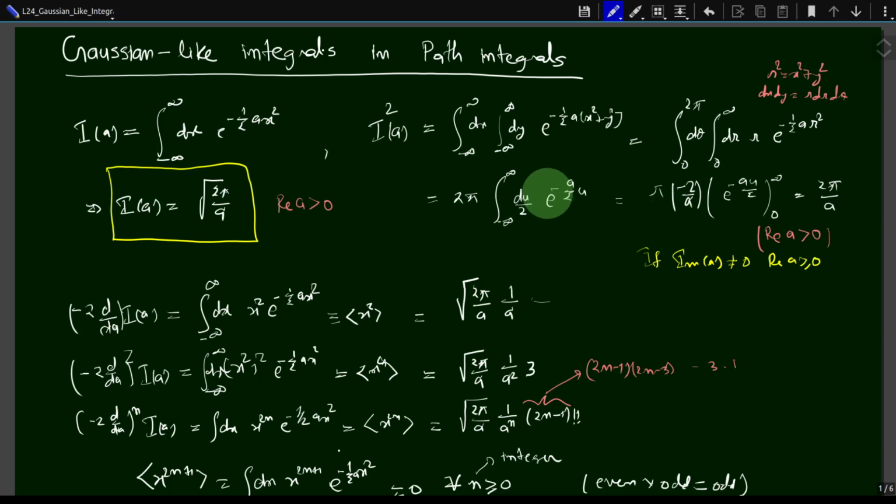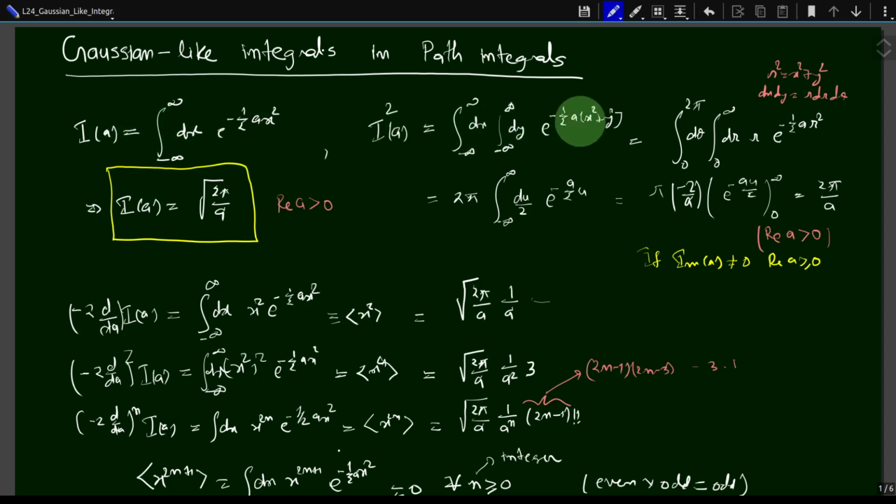And then when I perform the u integral, I get this minus 2 by a additional factor, and exponential minus a u by 2 is the other part which has to be evaluated at 0 and infinity. And here the assumption is made that when I evaluate at infinity, this exponential factor goes to 0, giving me 2 pi by a. So what I'm assuming over here is that the real part of a is greater than 0.